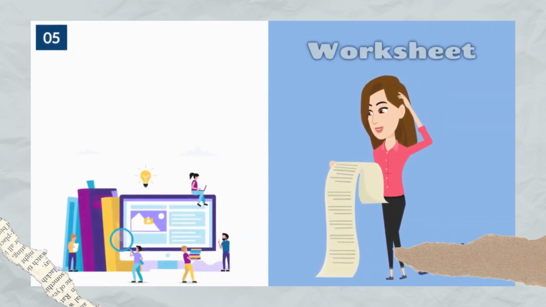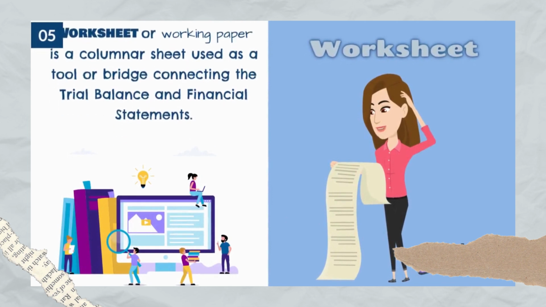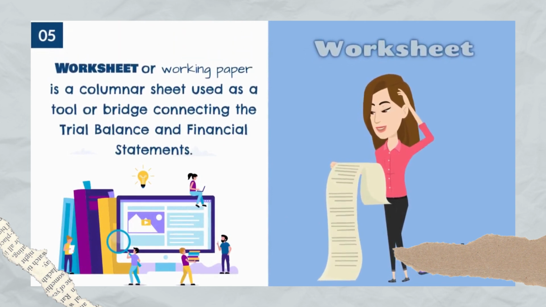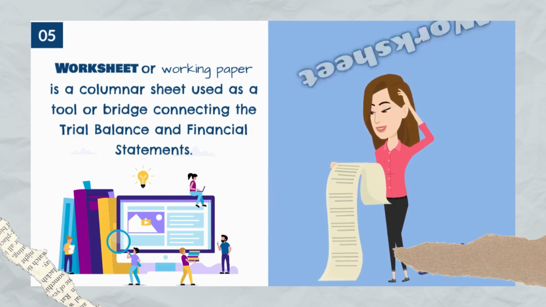Step 5. Worksheet. A worksheet or working paper is a columnar sheet used as a tool or bridge connecting the trial balance and financial statements. Its purpose is to determine the performance and financial condition of the enterprise in a fast manner, even before adjusting and closing entries can be recorded in the general journal.